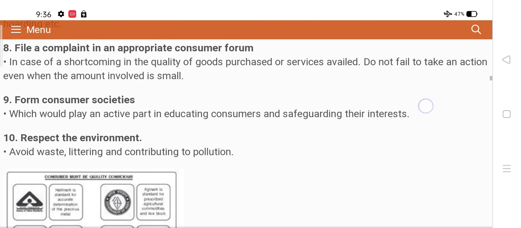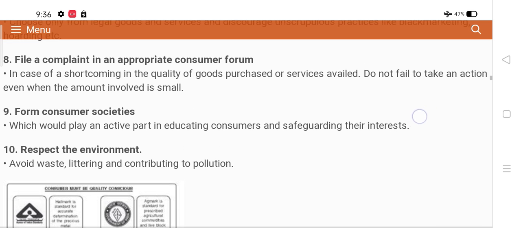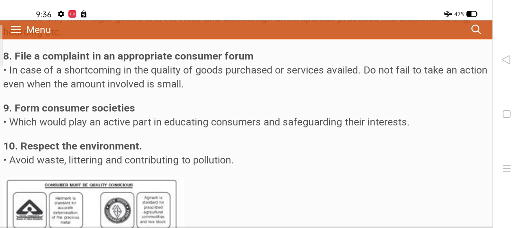The eighth responsibility is to file a complaint in an appropriate consumer forum. In case of shortcoming in the quality of the goods purchased or services availed, the consumer should not fail to take action even when the amount involved is very small. So if the quality of the goods is not good at the time of purchasing or the service is not good, then the consumer should file a complaint even if the amount is very small.